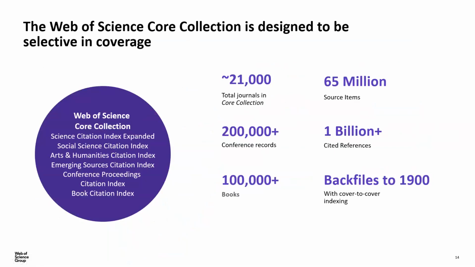The Web of Science core collection covers around 21,000 journals, and this spans science, social science, arts and humanities, and emerging sources, as well as conference and books. The Science Citation Index covers journals that have impact factor. Social Science Citation Index will have journals that have impact factor. Arts and Humanities Citation Index will not have impact factor. Emerging Sources Citation Index will also not have impact factor. Similarly, conference and books.